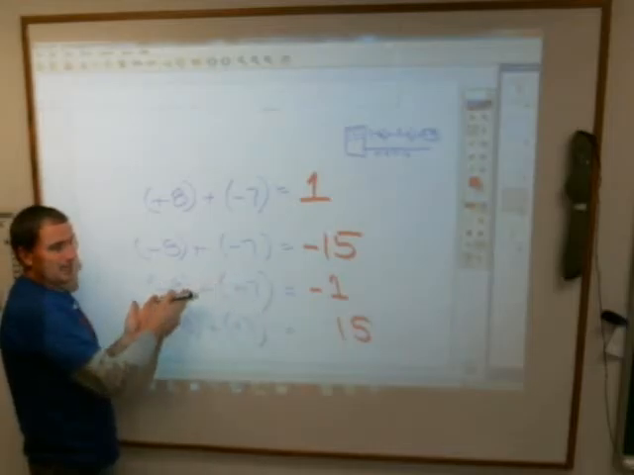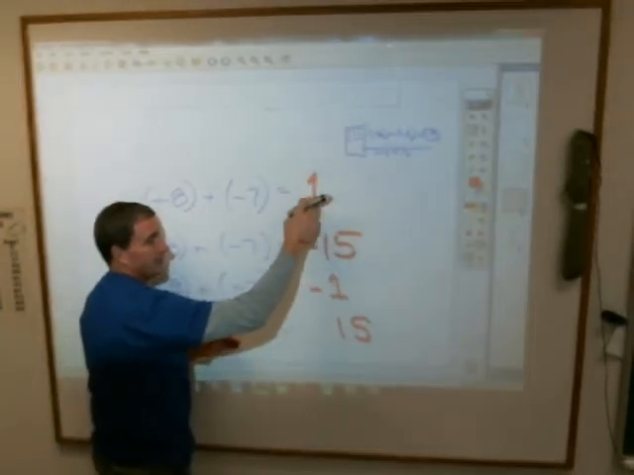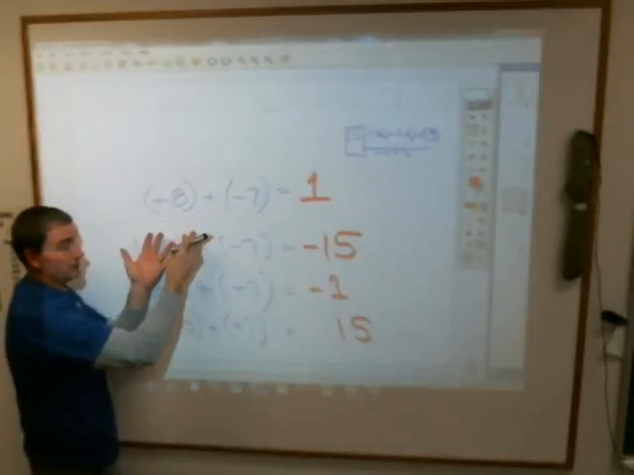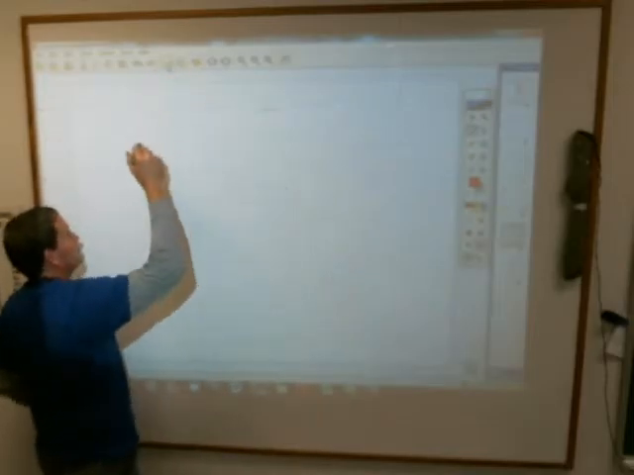When they're opposite signs, guess what you do every time? 8 and 7, 8 and 7, both times I got 1, I end up subtracting. If they're different signs, you subtract them. Because we have to be able to do this with ginormous numbers.